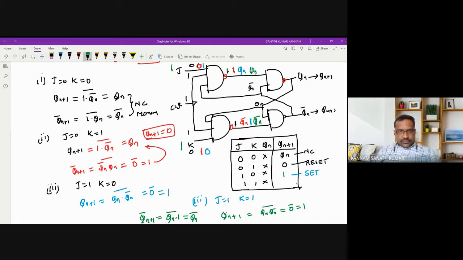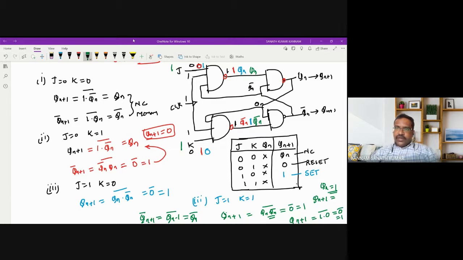Okay, not like that. See here. You need to take Qn as either 0 or 1. Suppose I am taking Qn as 1. So Qn plus 1 equals, here you got this expression, no? So 1 into 0 whole bar, so you are getting 0 over here. So 0 bar is equal to 1.